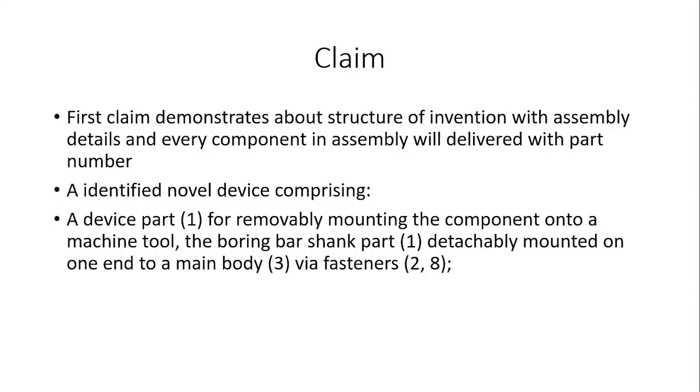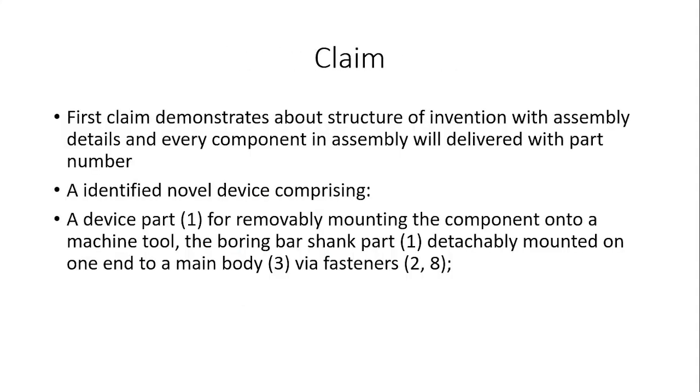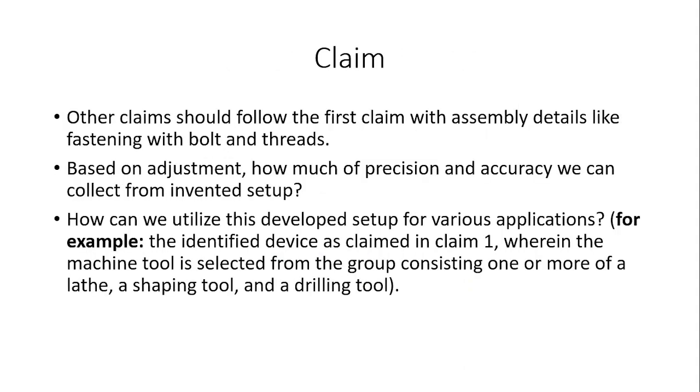So the boring bar shank, part 1, is detachably mounted on one end to a main body 3 via fasteners 2 and 8. Here you see I mentioned all part names and different views. Other claims, how do I write other claims? Structure details. Other claims should follow the first claim. What I wrote as a technical claim, other claims follow the same technical claim continuously.